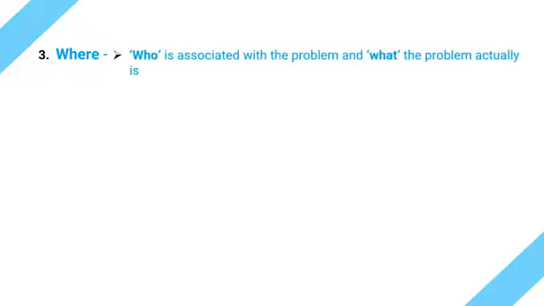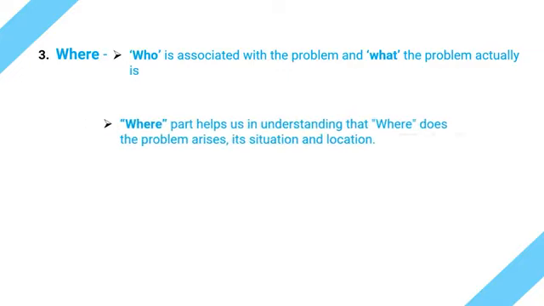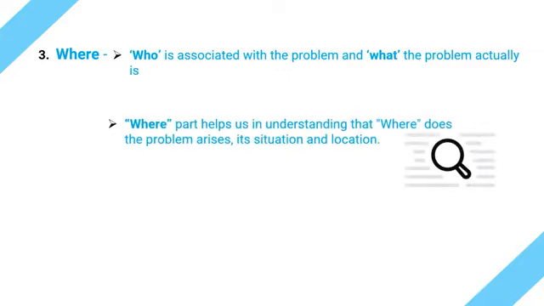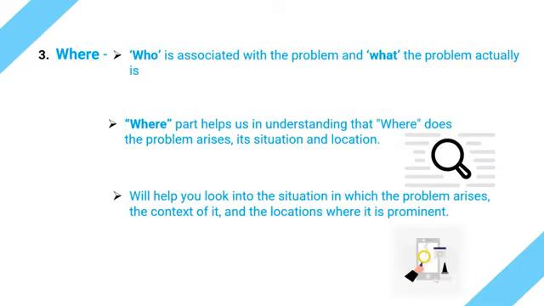Okay, the next W is where. Now that you know who is associated with the problem and what the problem actually is, the where part helps us understand where the problem arises, its situation, context and the location. This block will help you look into the situation in which the problem arises, the context of it and the locations where it is prominent.